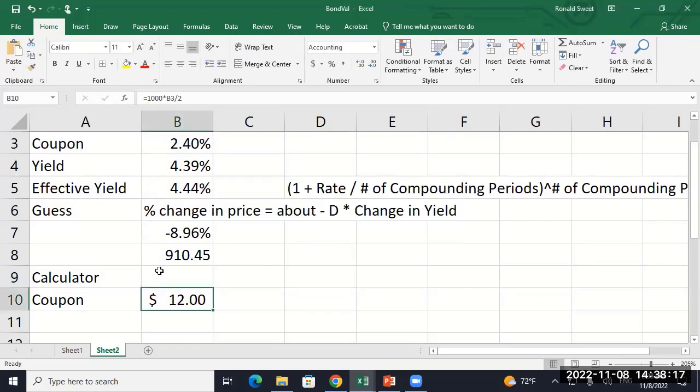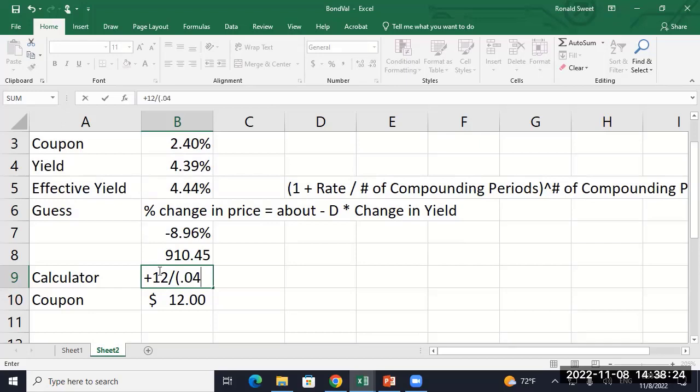So what the calculator says is, okay, we'll get $12 and we'll take that for all of infinity. So $12 divided by 0.0439 divided by 2. So there's the value of $12 for all of infinity. And then we're also going to get our $1,000 back in 5 years, but we're not going to get the $12 divided by infinity. So we've got to take that out, and all of that's in 5 years.